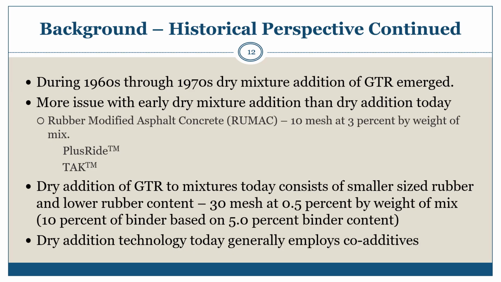The primary difference between the dry process technology of the 1960s and 70s compared to today's dry process technologies relates to GTR particle size and GTR dosage. Additionally, co-additives that aid in mixing, placement, and compaction have been employed. These additives have included processing aids from the tire manufacturing industries, such as Vestenamer, or Fischer-Tropsch waxes and Steramid waxes.